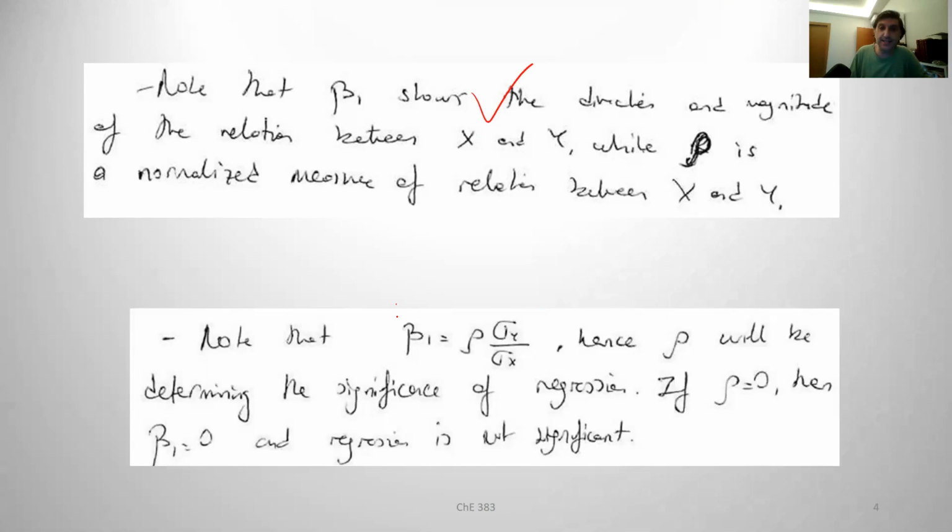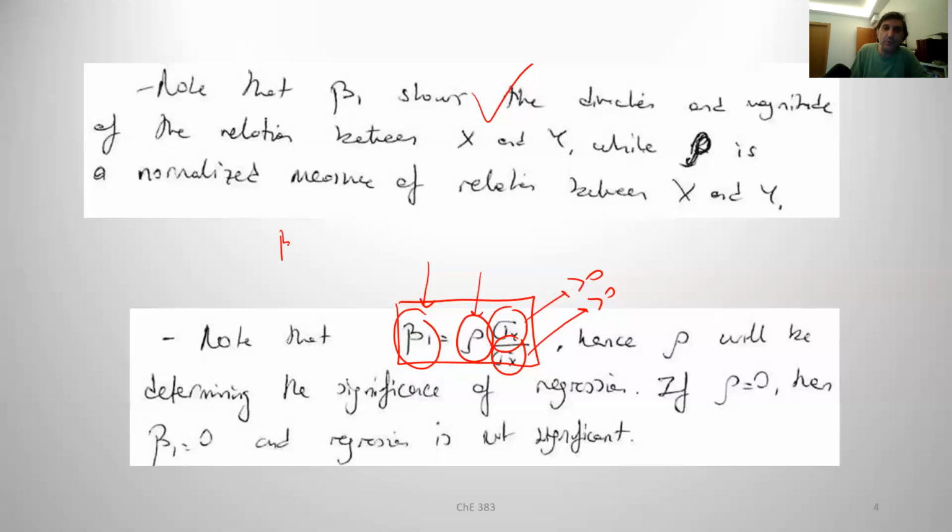Okay, that was the first thing that I wanted to say. The second thing is that since we have a relation such as this one, note that these are both always going to be greater than 0, right? They are the square root of variances. Now, whether beta is going to be equal to 0 or not will be totally determined by correlation. And remember, in the significance of regression test, what we tested was whether beta 1 is equal to 0 or not.